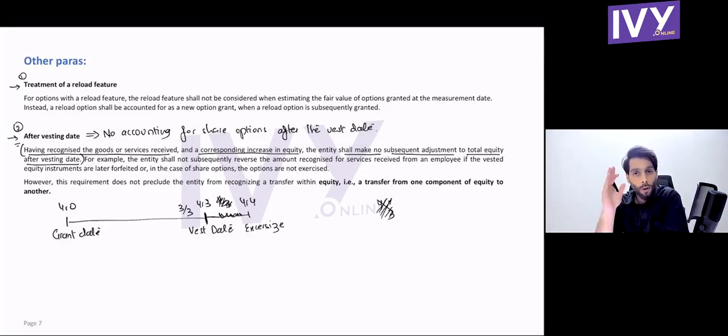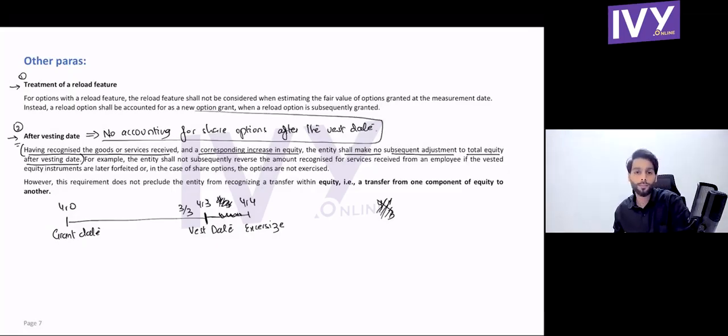On the vest date, we know who our eligible employees are, what our expense needs to be. We have already written that in our books of accounts. No further adjustment is required in the case of equity settled share based payments after the vest date. This is very specific to share options. Some other guidelines will be given for cash settled share based payment transactions. So no accounting. You just need to learn this. No accounting after the vest date.